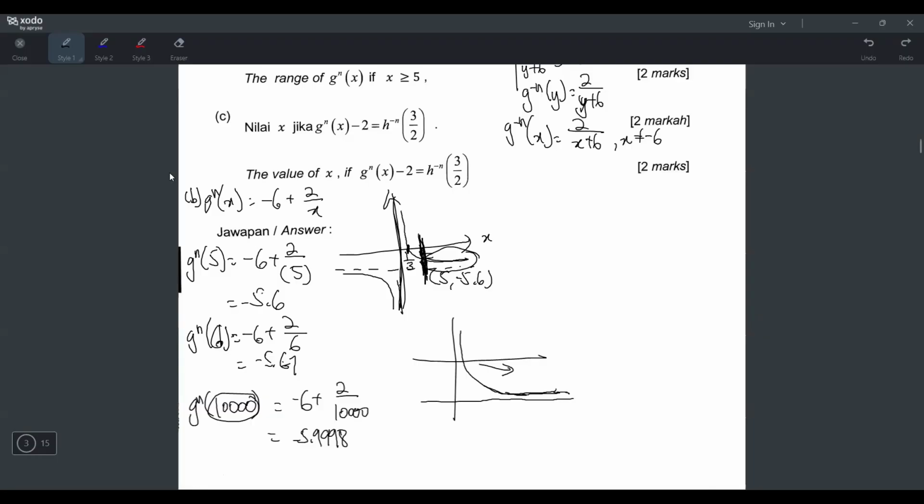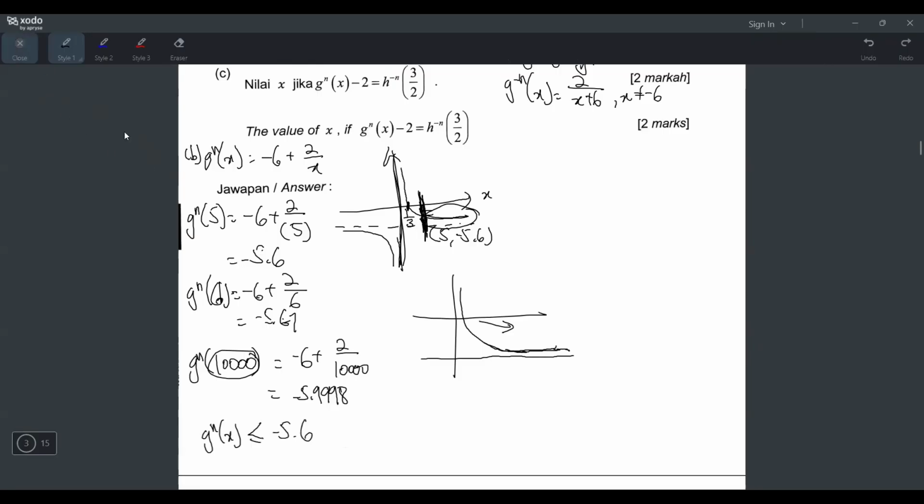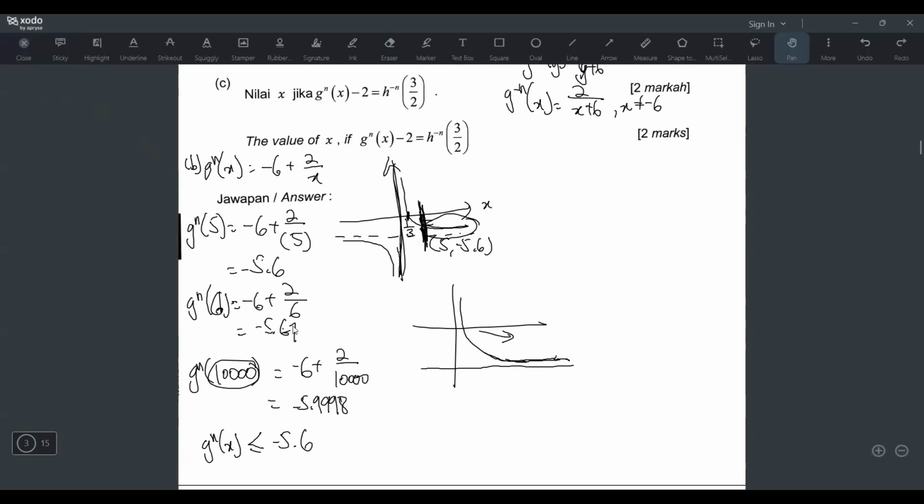So I think you know what the range is already. You can see from here. What's the range? The range of g(x) will definitely be less than or equals -5.6. You agree, right? Because when your x is bigger or equals 5, your value will get smaller and smaller. It keeps getting smaller, right? From -5.6, it just keeps getting smaller. It will be smaller than -5.6, but not lesser than -6.